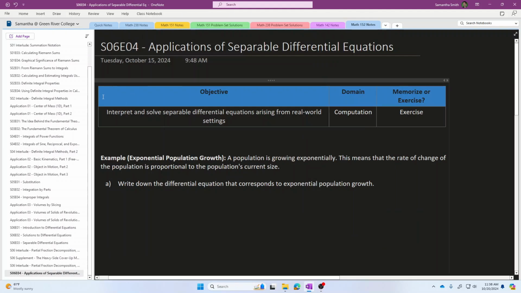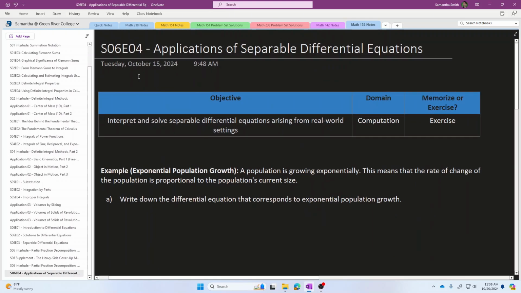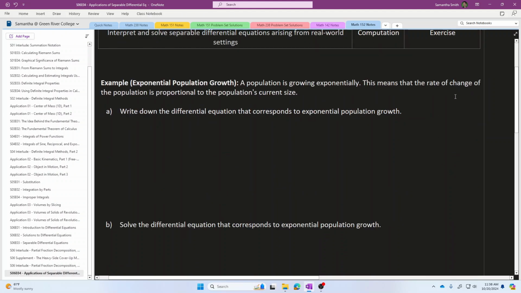Hello, everyone, and welcome to the last episode of this class, talking about separable differential equations that come from real-world situations, solving those using the techniques that we have introduced in the previous couple of episodes. Let's consider the case of what's called exponential population growth. Now, exponential population growth is characterized by a really interesting property.